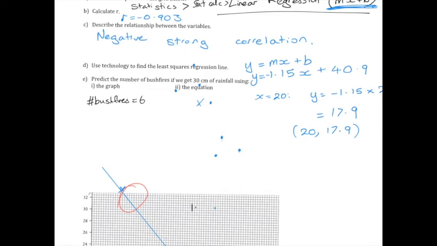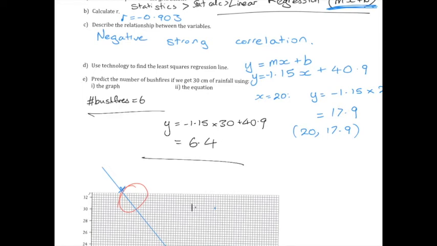Now, how do I use the equation? You've done that. Exactly, just sub it in. So, we're going to sub in 30 into our equation. Y equals negative 1.15 times 30 plus 40.9. Could someone please do that for me? 6.4. So, I guess really anywhere between 6 and 7 is a pretty good prediction. Okay, so that's how many bushfires according to the equation.